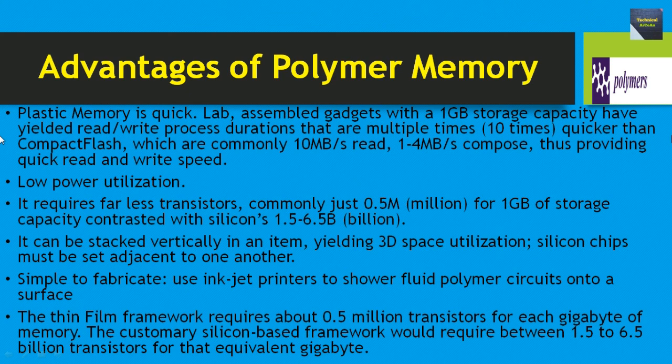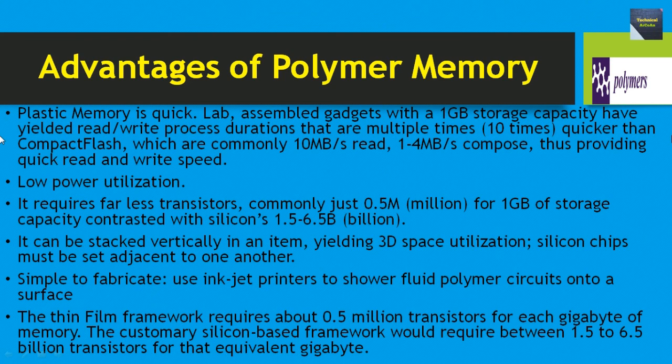Next advantage, low power utilization. It requires far fewer transistors, commonly just 0.5 million for 1 GB of storage capacity, compared with silicon's 1.5 to 6.5 billion. It can be stacked vertically in an item, yielding 3D space utilization. Silicon chips must be set adjacent to one another. It is also simple to fabricate; use inkjet printers to spray liquid polymer circuits onto a surface.